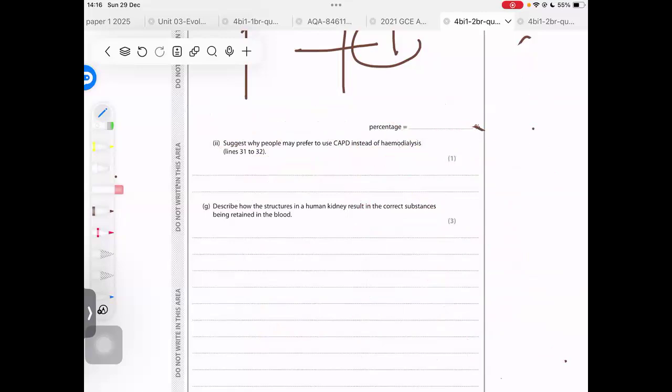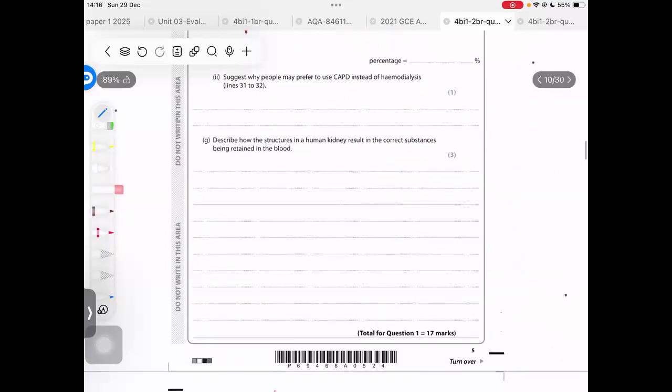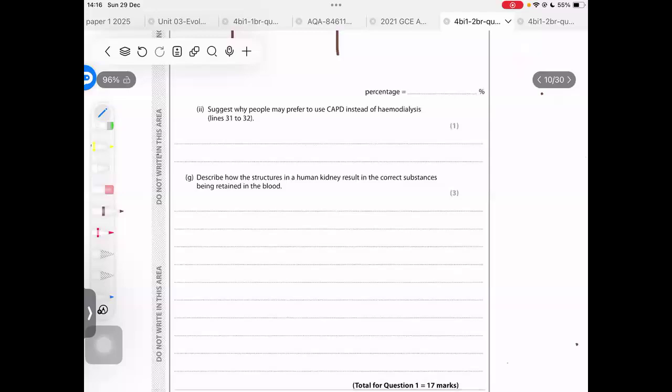So CAPD is done in real life. You can see, so that is the answer. You can write: you can walk around, it can be done at home, or else it does not require machinery. Any one of those 3 answers, you get 1 mark for writing.